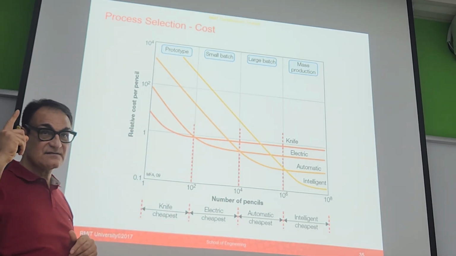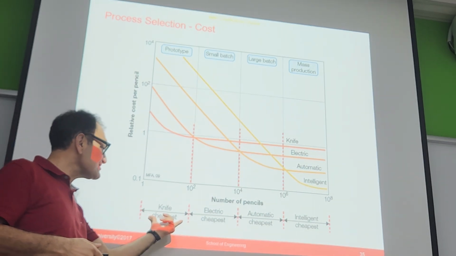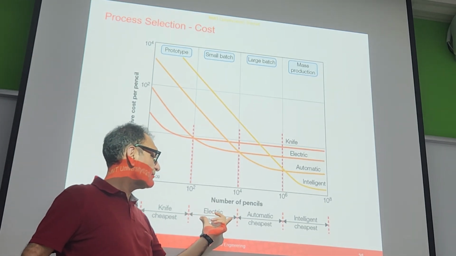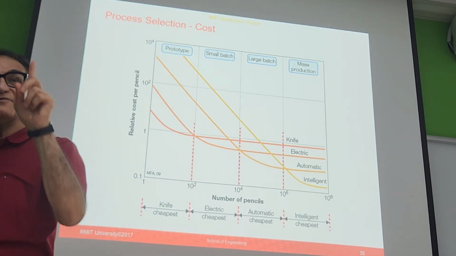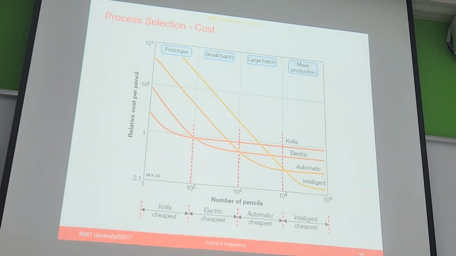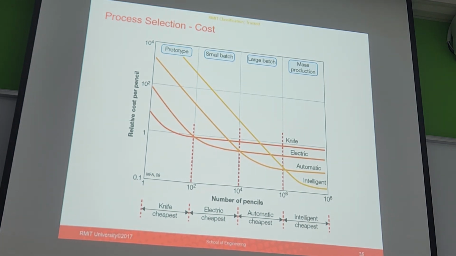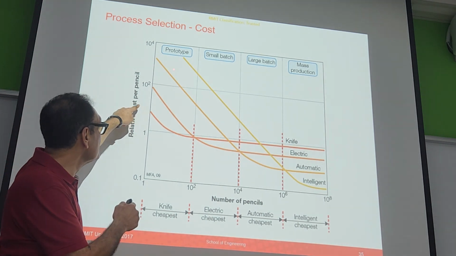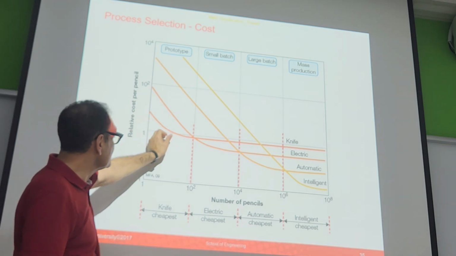Cost is the first. Look at the cost. If you use a knife at home, electric, automatic, or intelligent, which one? It depends on the price, and the price comes from numbers. If your numbers are between 1 to 100, a knife is cheapest. You see? So it is cheapest.